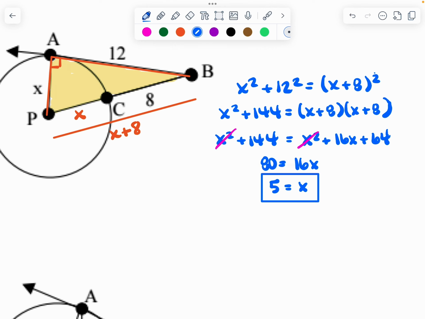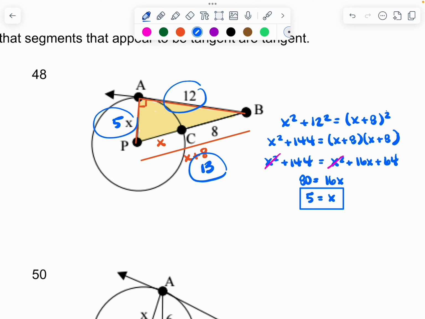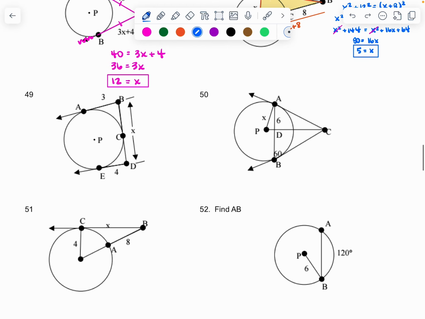So x equals 5. And again, you can check your answers. I can plug this in, and it's a 5 here and a 13 here. Oh my gosh, 5, 12, 13, Pythagorean triple. Of course, x is 5. Right, so easy to check those answers and make sure they work.